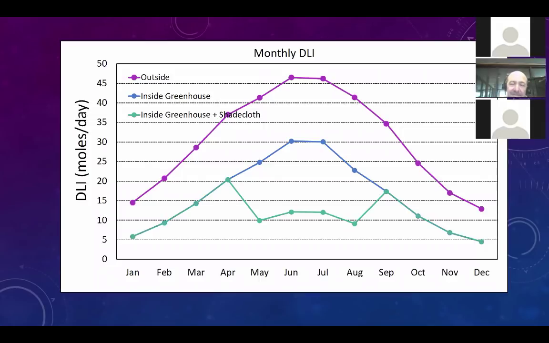The other thing that one needs to consider is in the summer, we tend to put shade cloth on greenhouses, not because the plants don't like a lot of light, it's because we have to have temperature control. Without shade cloth, the greenhouses get too hot. And so rarely do you actually ever measure 30 moles per day in a greenhouse. The highest we usually ever measure is about 20.